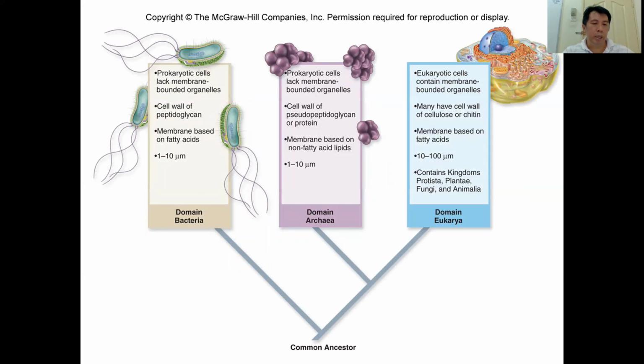Just now we mentioned the domains Bacteria and Archaea. This is the phylogenetic tree, which shows the evolutionary trend. This is a common ancestor. Then the domain Bacteria comes out first, then the domain Archaea, then later the Eukarya. These two, Bacteria and Archaea, are known as the prokaryotic cells. And then the plants, animals, fungi, and protists are eukaryotic cells.